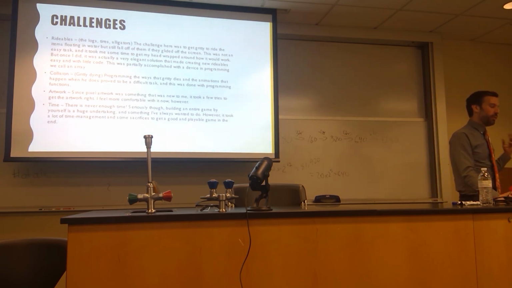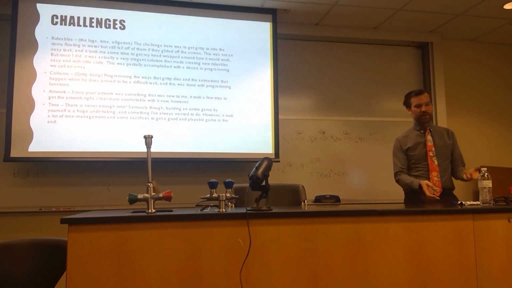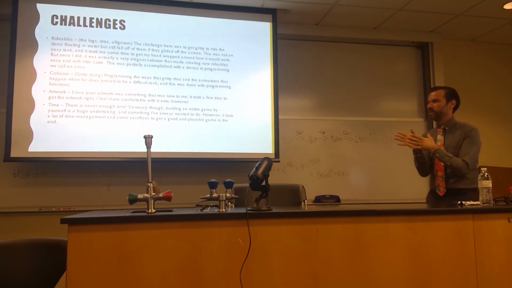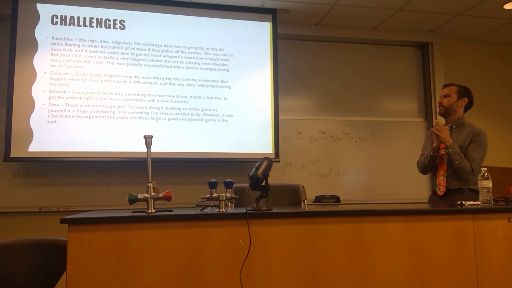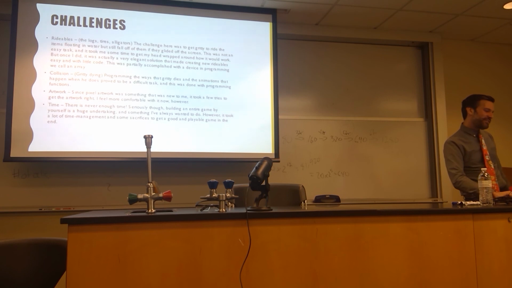Then collision, when Gritty dies. Collision in a game is when your character collides with something else. So you could think if Mario runs into the flower that's popping out of the pipe, that's a collision. So that was difficult, getting that right. Programming the ways that Gritty dies and the animations that happen. And I don't really want Gritty to die. I really like Gritty.